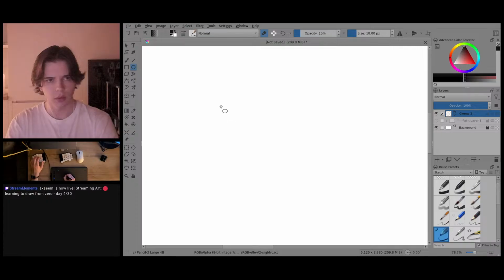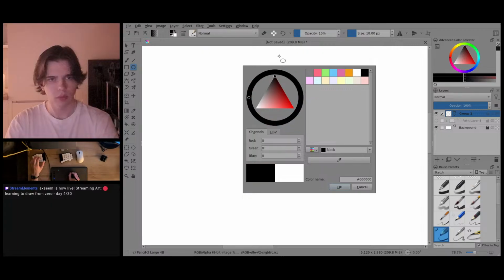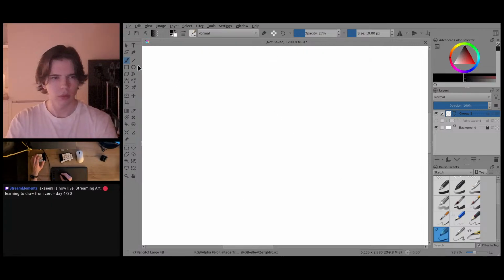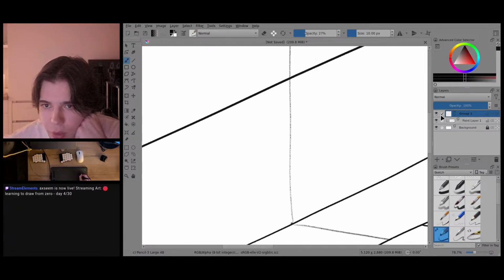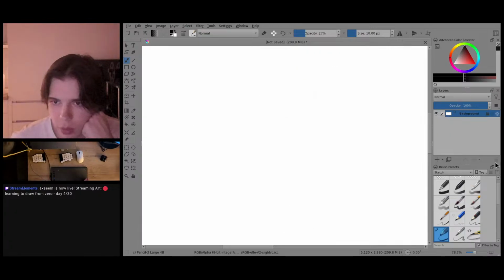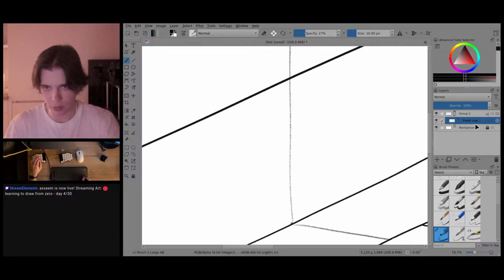I don't quite get it. Oh, it's because... Wait. Something's wrong. It's a group, not a layer, right? Is it? Yeah, it looks like that. Let's delete the group. Okay, delete the layer too. Let's then move the layer out of it. Can I? Okay. Nice.